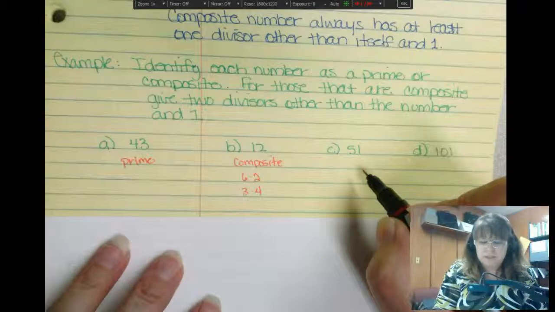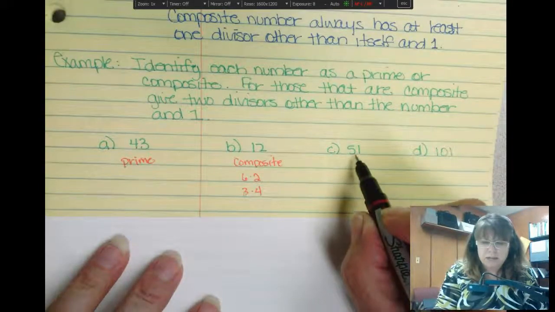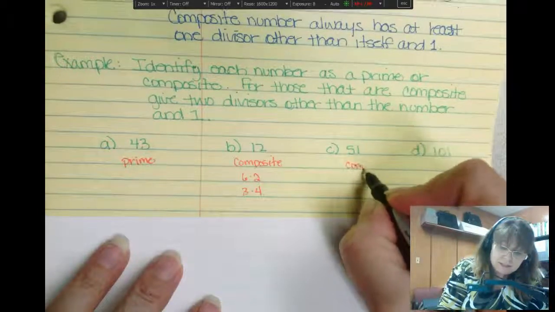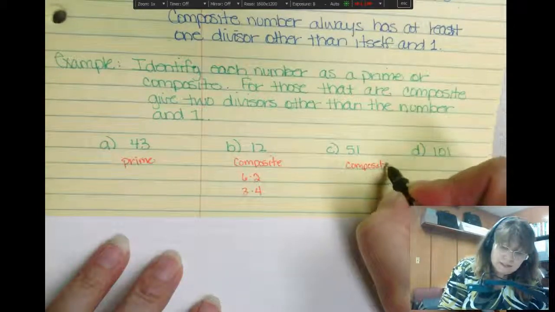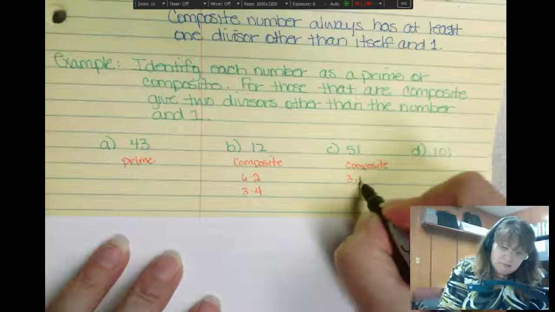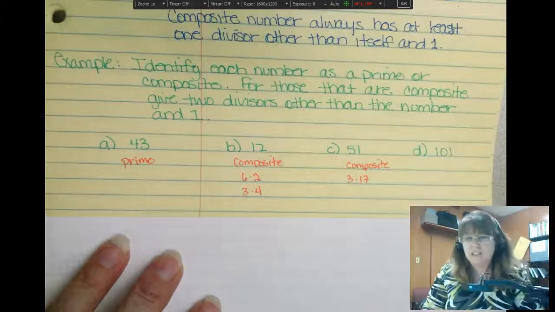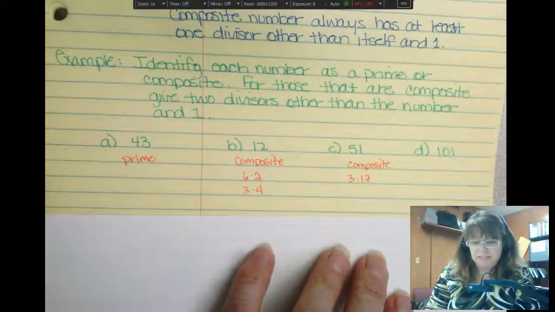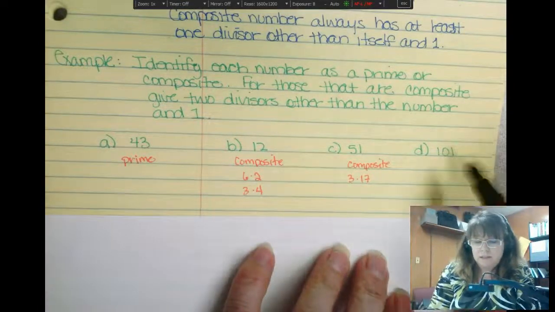51. Let's see, 2 doesn't go into it, but 3 goes into it. So it is a composite. And it's 3 times 17. It does look like it could be prime, but it is not. 3 times 17 is 51.